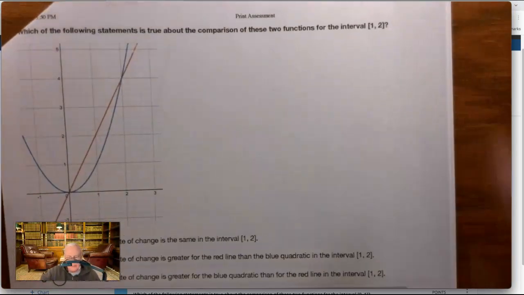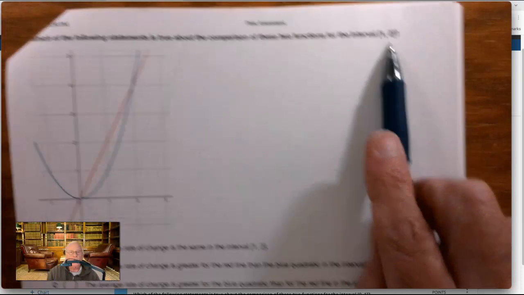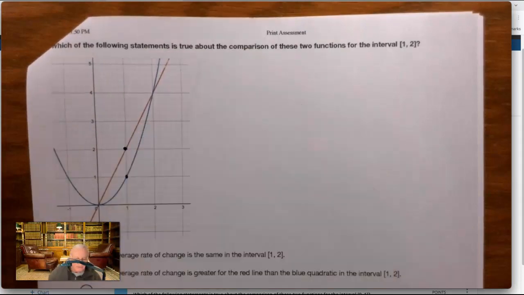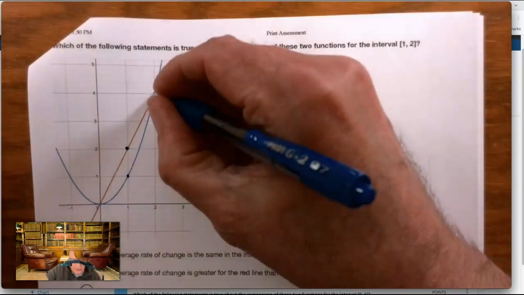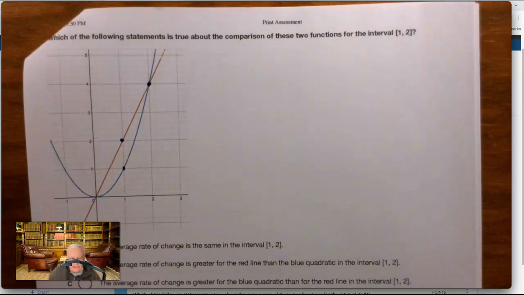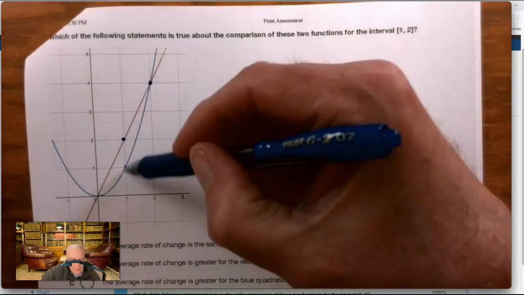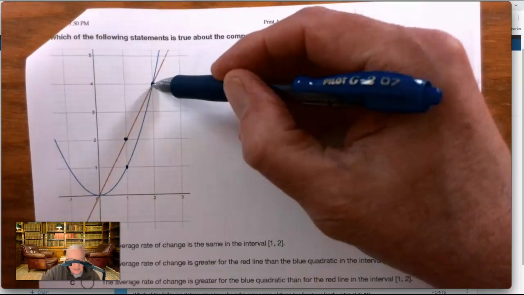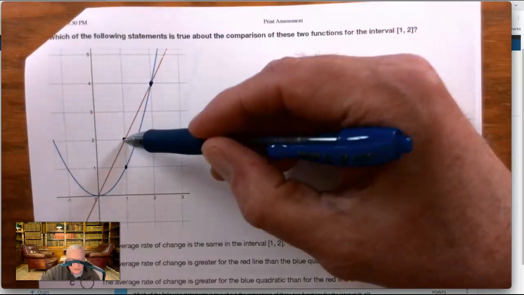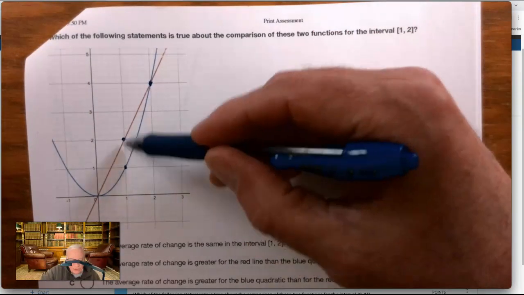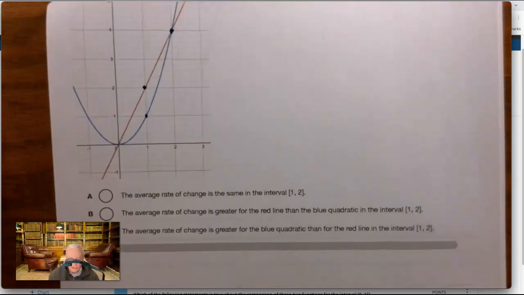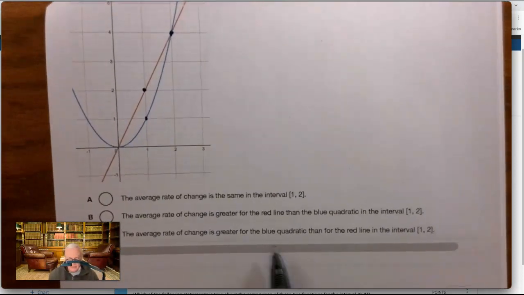All right, same two functions. Now they're talking about the interval between 1 and 2. So 1. The blue starts here, and the red starts here. And they both end up at 2, the same place right here. Which rate of change is greater? Which one went up more? They both end up at the same place. But the blue had to go up 1, 2, 3 over 1, where the red just had to go up 2 over 1. Right? The blue one had to go up further to get to the same place, so its rate of change is greater. The blue is greater than the red.